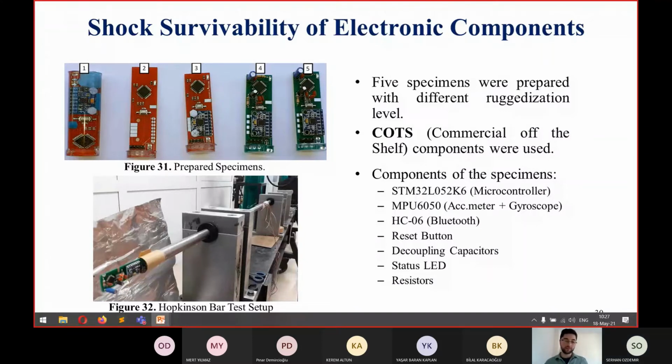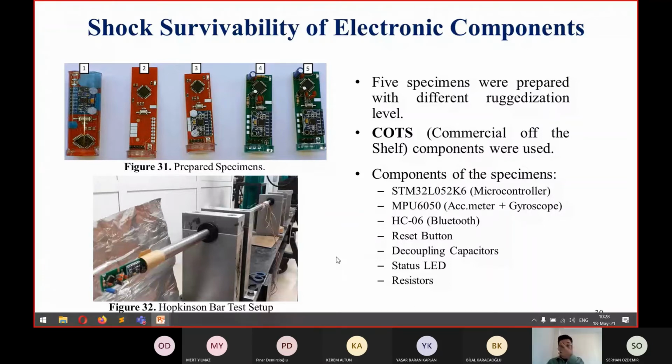confidentiality issues. And I use Hopkinson bar test equipment to reach thousands of G acceleration within microseconds. I prepare 5 specimens, 3 of them made up with SMD components, 2 of them made up with THD, larger and heavier size components. And I use only commercial off-the-shelf components. These are my list of components.